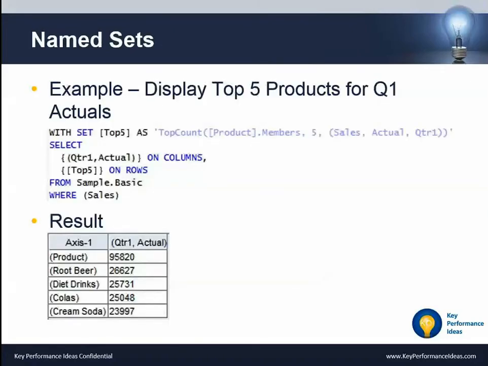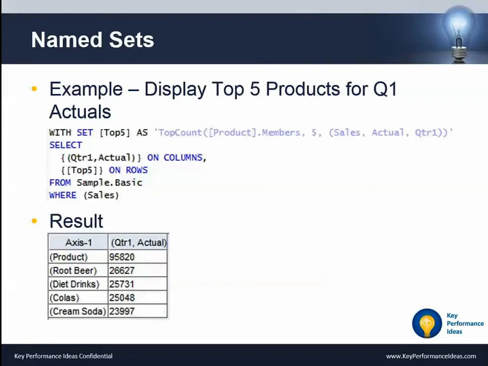So next, there's another concept of named sets. This is the same thing, instead of a calculated member, though, we're creating a set that can be used just within the confines of this query. In this example, we're going to display the top 5 products for Q1 actuals. With the WITH statement, we're going to say with the set that we're going to call Top5, defined as the TopCount of the members of the product dimension, and we want the top 5 of them, and we're evaluating sales actual in quarter 1.